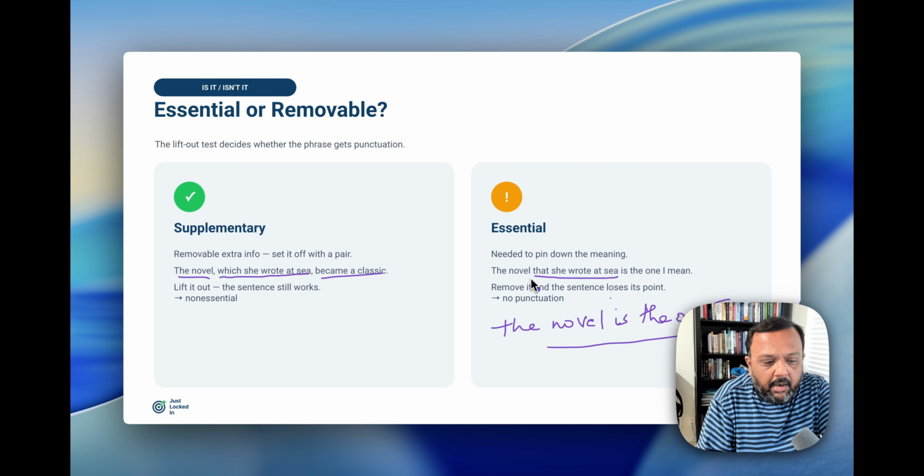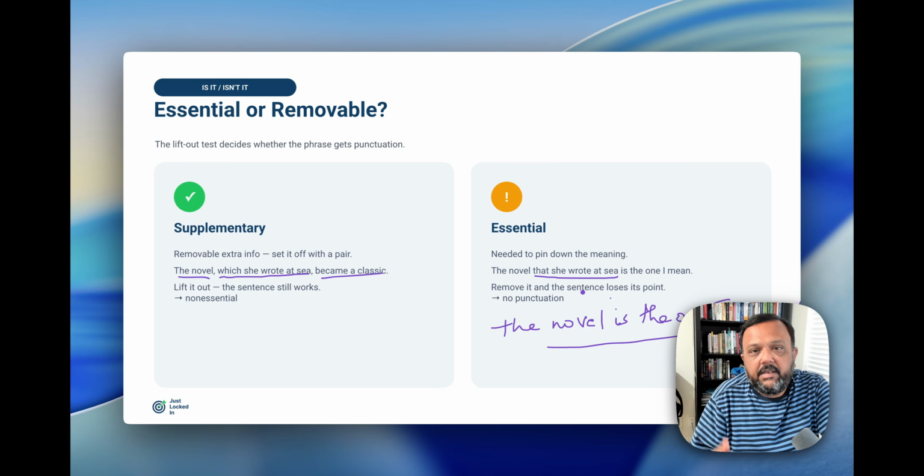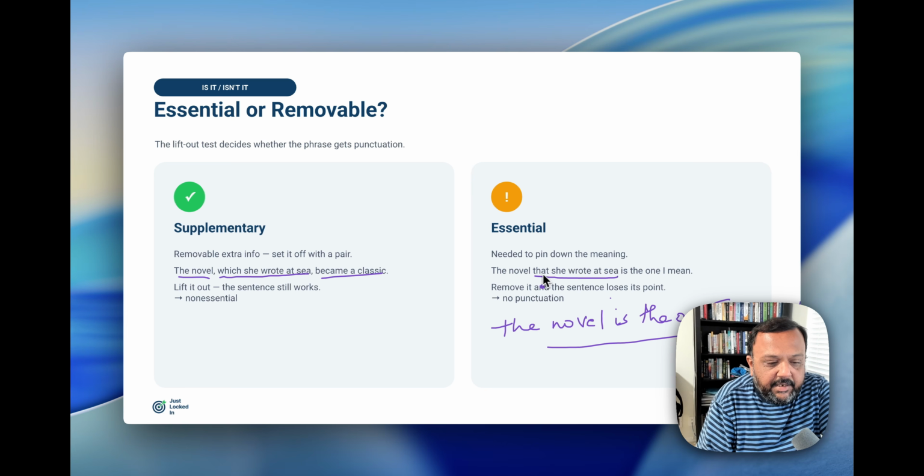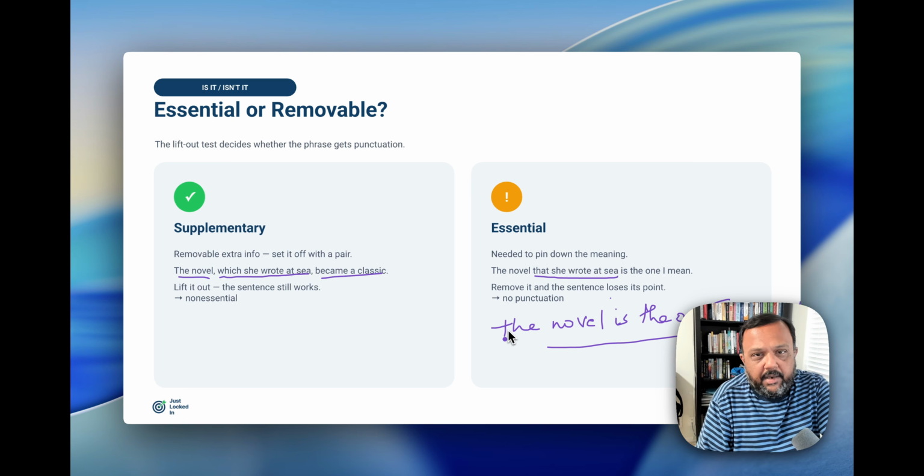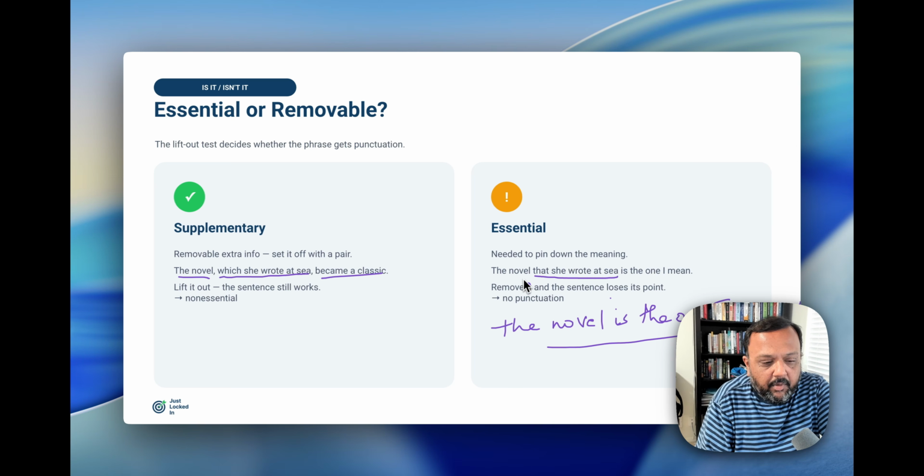Therefore, while you can remove this expression without losing the grammatical correctness of the sentence, you are taking the meaning away from it. So the sentence doesn't make sense. Therefore, this is essential information and not non-essential information that you can remove. So you cannot set it off by commas. It has to be part of the sentence without punctuation.